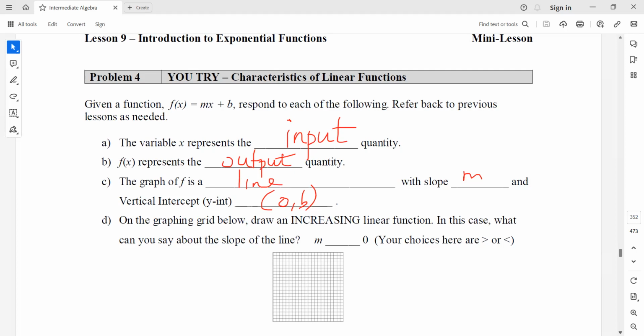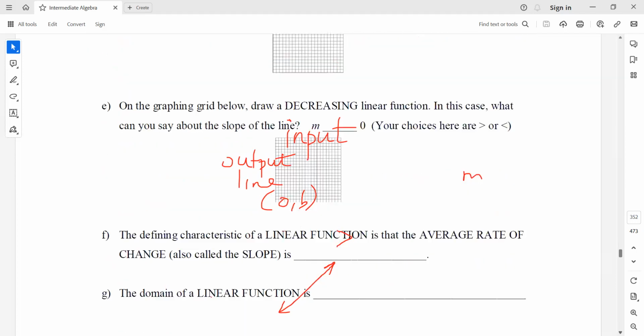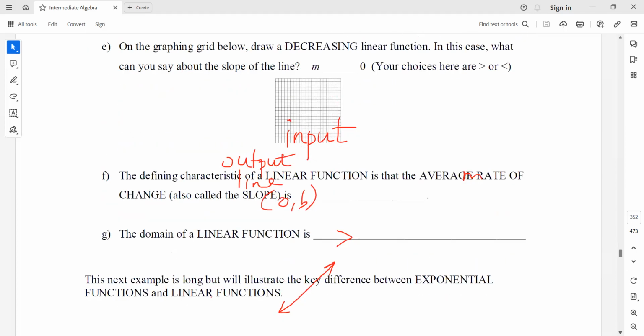Now, on the graphing grid below, draw an increasing linear function. In this case, what can you say about the slope of the line? The slope of the line for an increasing function should be greater than 0, and it should increase from left to right. All right. Now, what about the other way? When it's decreasing, you have something like this. Okay, that's a decreasing function.